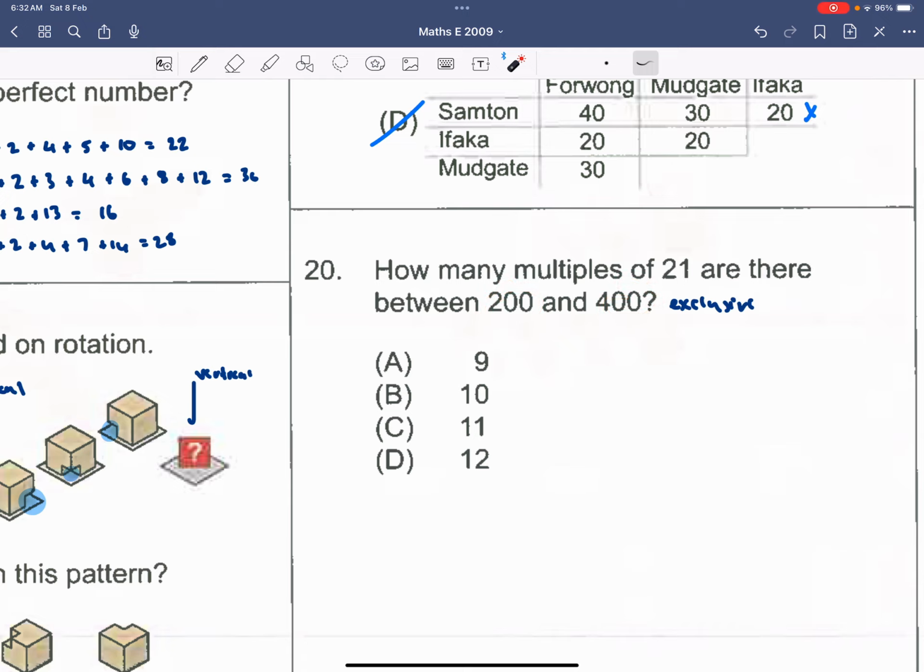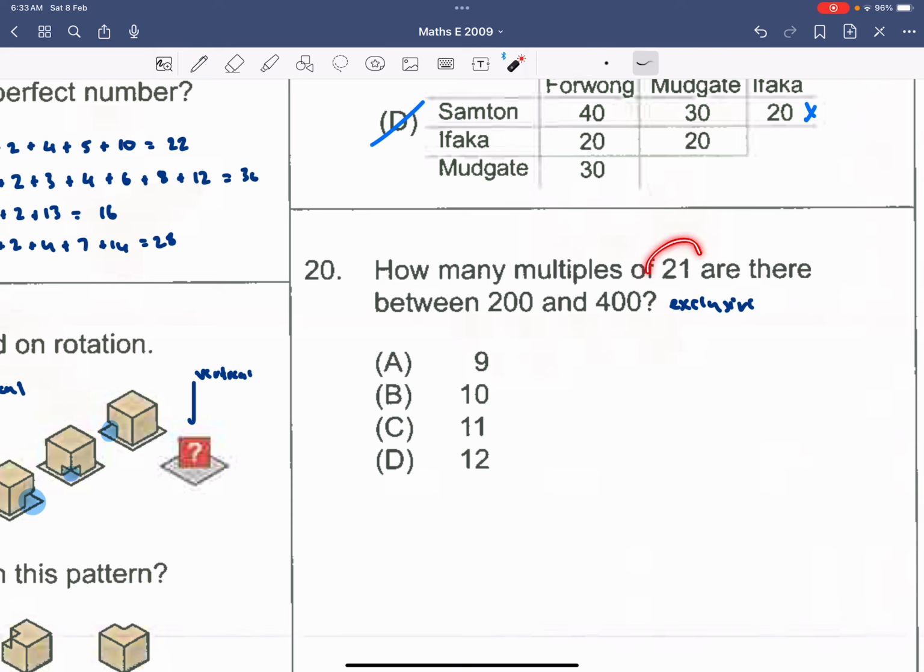Now, having said that, 200 and 400 aren't multiples of 21. So whether they use the word inclusive or exclusive, or they don't, it really doesn't make a difference because the numbers themselves, 200 and 400, are not multiples of 21. So let's have a look.